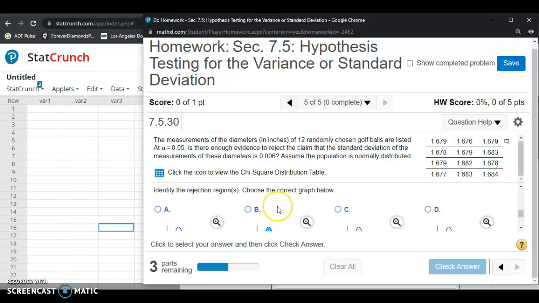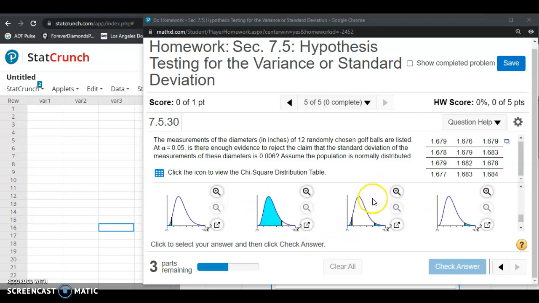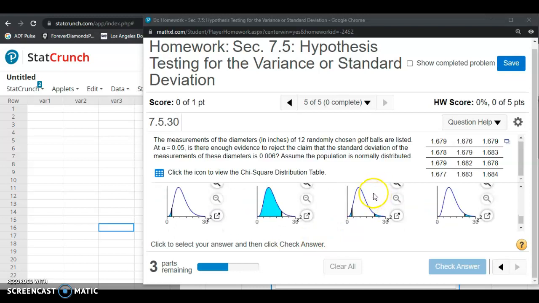And then it says identify the rejection regions. For a two-tailed test, there are 2 rejection regions, one in the left tail, one in the right tail. The first rejection region is going to be to the left of 3.816, and the other rejection region is going to be to the right of 21.92. So you're going to select the appropriate graph with 2 rejection regions, one in the left tail, one in the right tail. It looks like answer choice C.